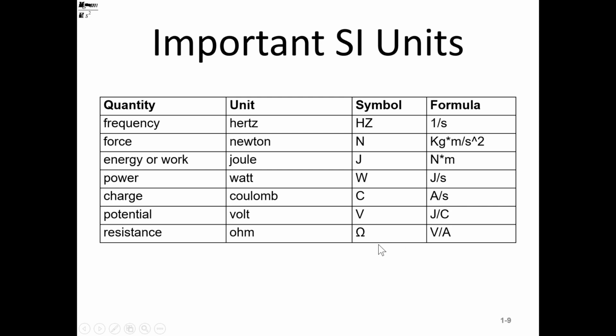Okay, and then lastly there's ohms, which is volts over amps. It's the resistance to flow, or how much energy it takes to get a certain flow rate of coulombs, right?